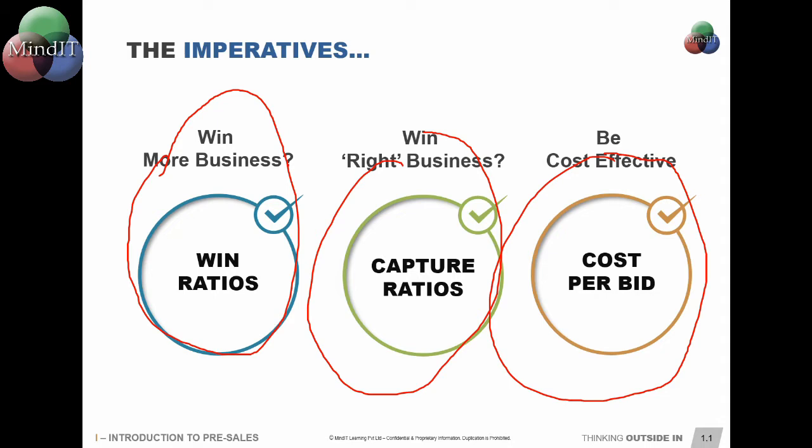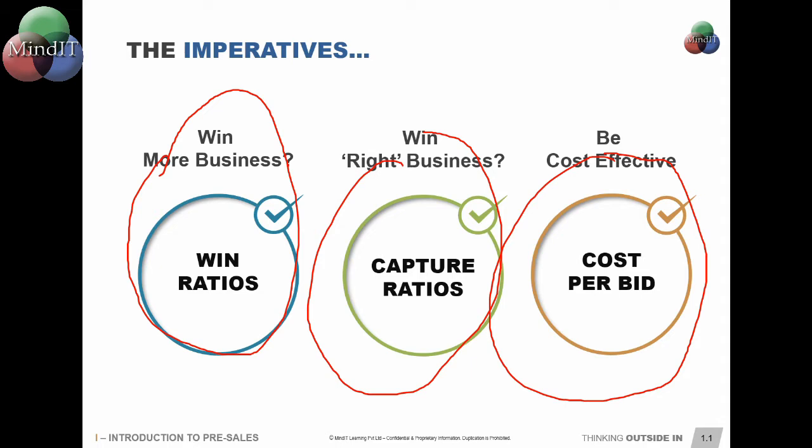proposals submitted. So for example, you could have submitted 10 proposals, you could have won 3 proposals out of 10, and those 3 proposals might have a value of, let's say, $10 million, and the value of the proposals submitted could be $40 million, in which case your capture ratio is 25% and your win ratio is 30%. So which is better, having a higher win ratio or a higher capture ratio?